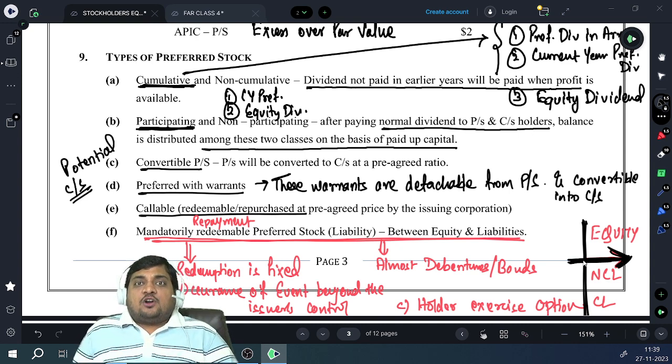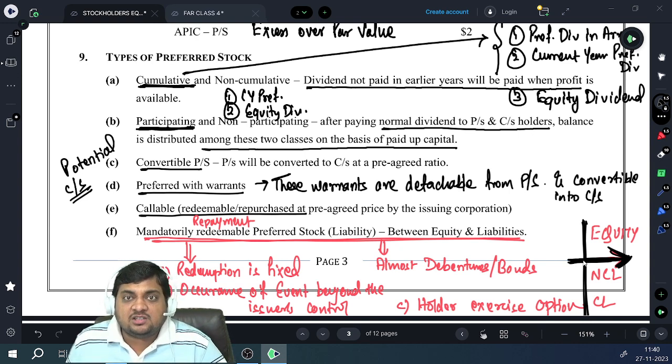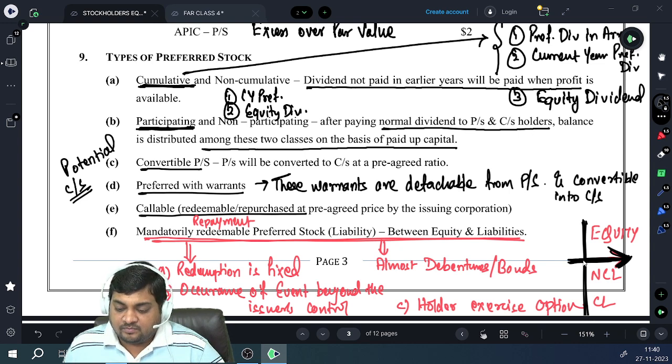So the cumulative preferred stock means if you haven't paid dividend to these preferred stock in earlier years, you will be paying it now when the profit is available. Participating means after paying the normal rate of dividend to the preferred stockholder and the common stockholder, balance profit will be distributed to both these stockholders. Convertible, the share itself is converted into common stock. Preferred with warrants, only the warrants are converted into common stock. Callable means this is redeemable at an agreed price by the issuing corporation.